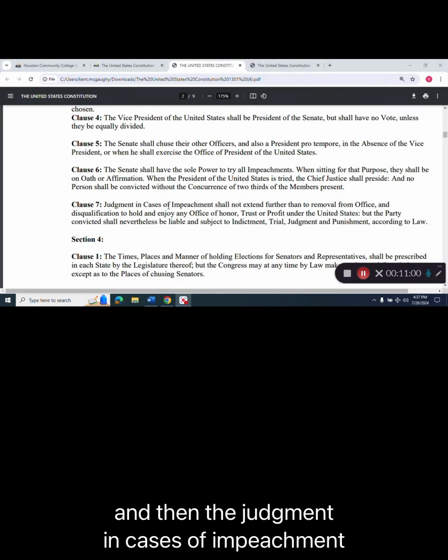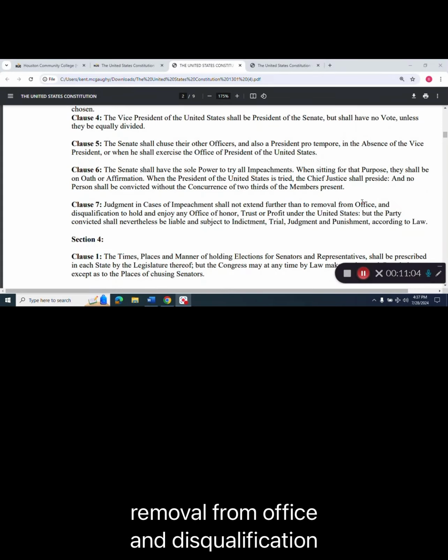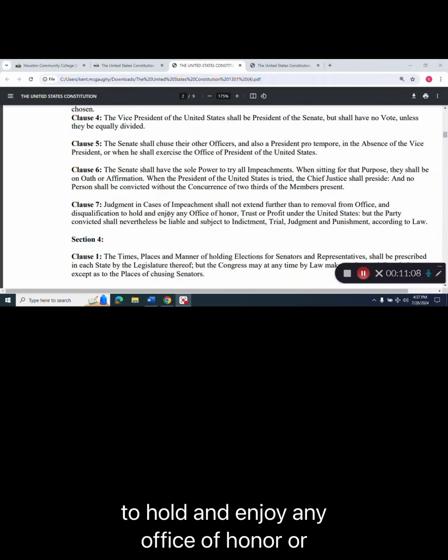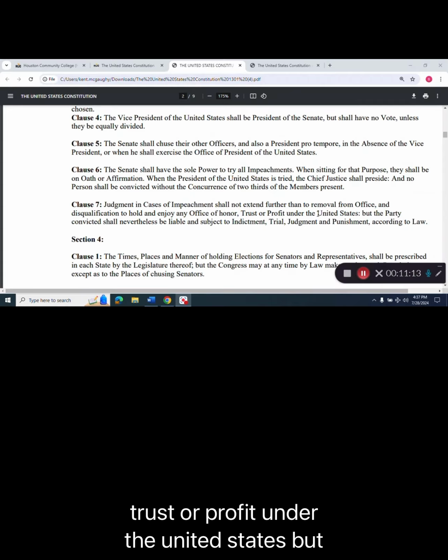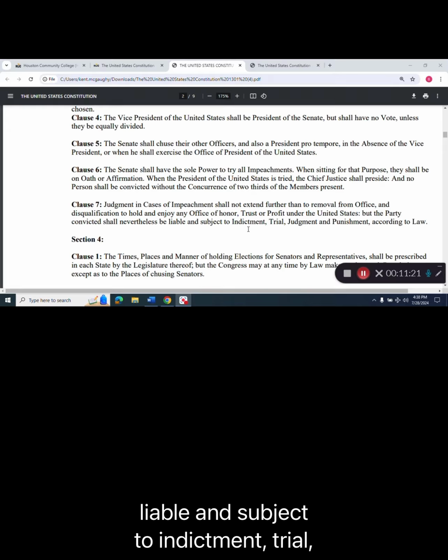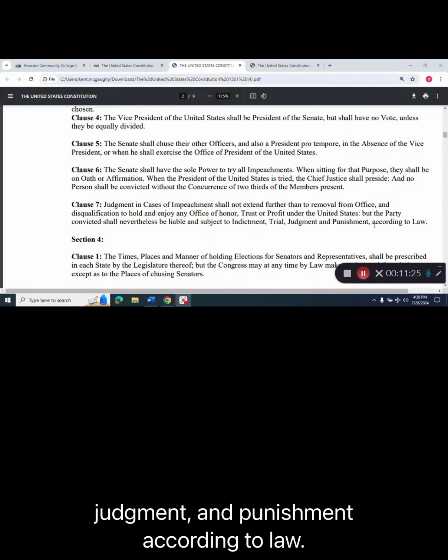And then the judgment in cases of impeachment shall not extend further than to the removal from office and disqualification to hold and enjoy any office of honor or trust or profit under the United States. But the party convicted shall nevertheless be liable and subject to indictment, trial, judgment, and punishment according to law.